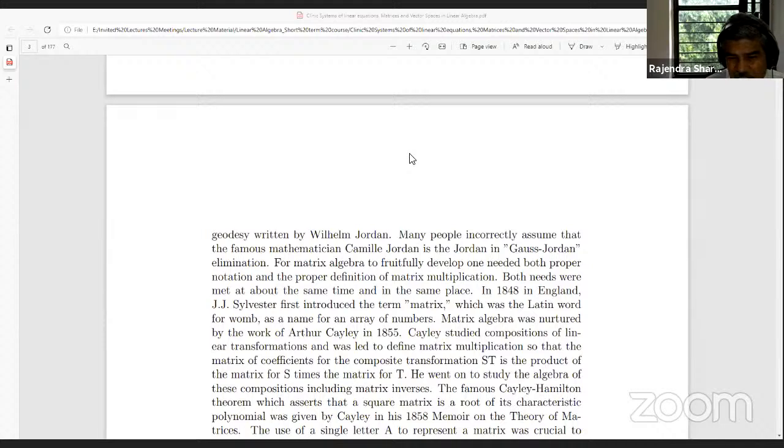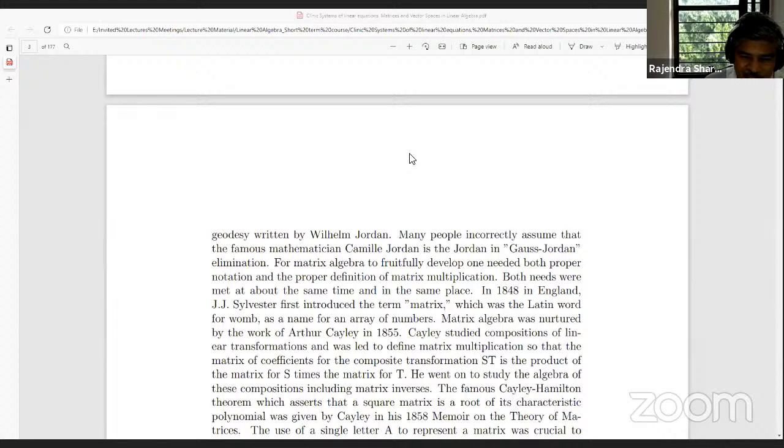And he studied the algebra of these compositions, including the matrix inverses, and the famous Cayley-Hamilton theorem. That states that a square matrix is a root of its characteristic polynomial. Characteristic equation, by the use of language, we treat the same, although it is not. It was given by Cayley in 1858 in his memoir on the theory of matrices.